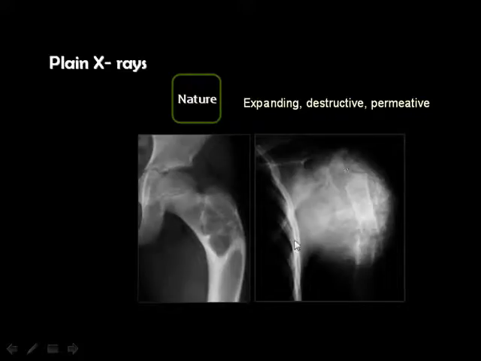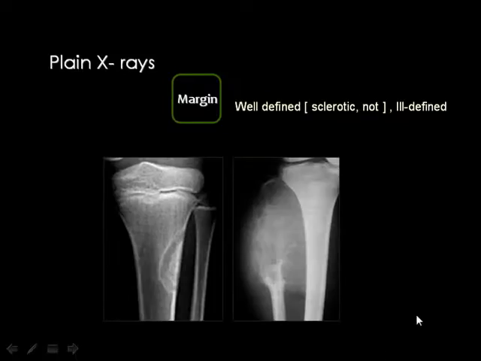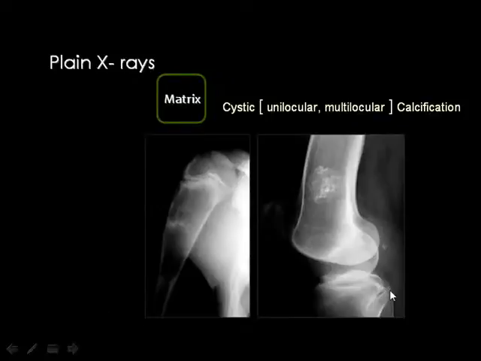Then you want to know the nature of the lesion, if it is expanding or destructive. Most of the expanding lesions are benign, and most of the destructive lesions are malignant. Then you want to know about the margin. If the margin is well defined and sclerotic, you are almost dealing with a benign lesion. If the margin is ill-defined and you cannot see the margin, you are dealing most probably with a malignant lesion.